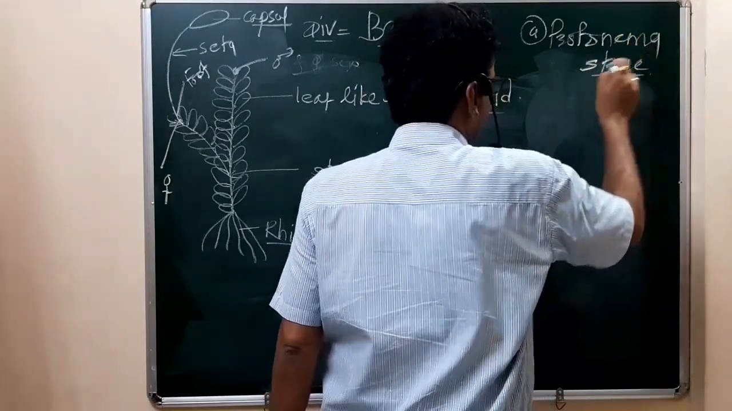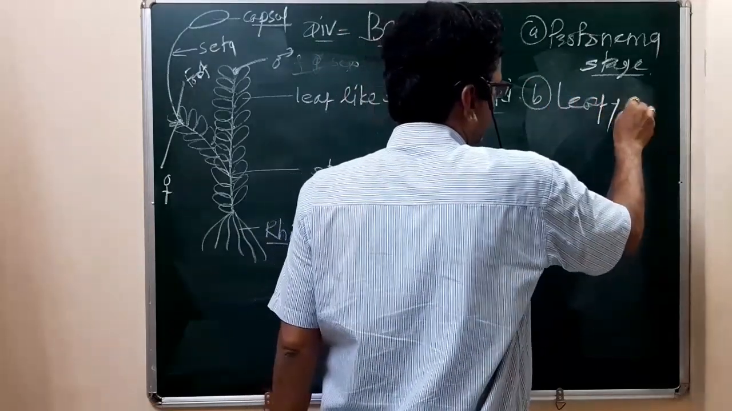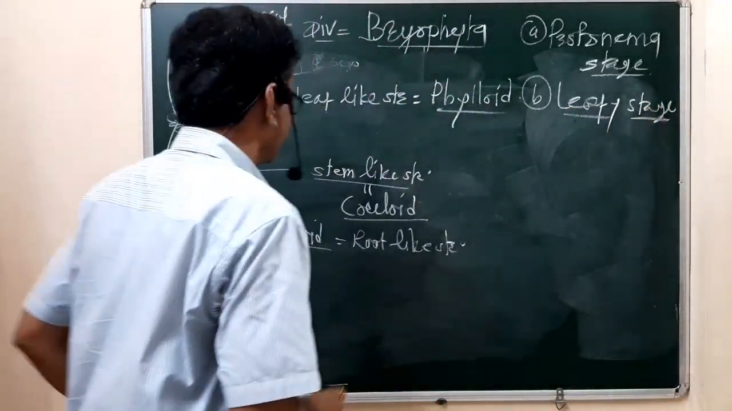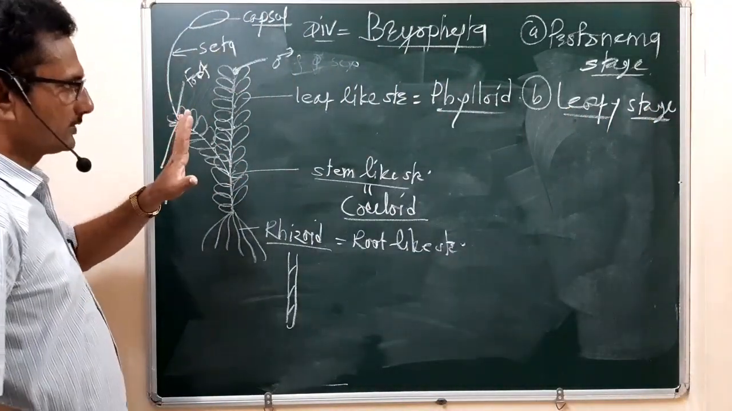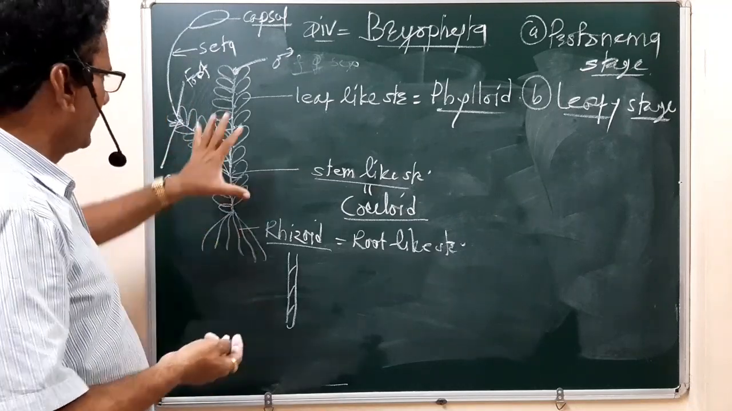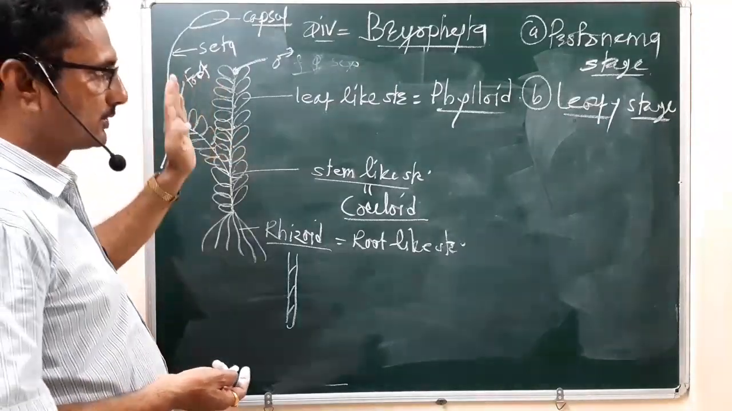Okay, protonema stage, and the second one is the leafy stage. So this entire thing is the leafy stage. What I want to explain here is that the gametophytic plant body of the bryophyte shows these two stages.